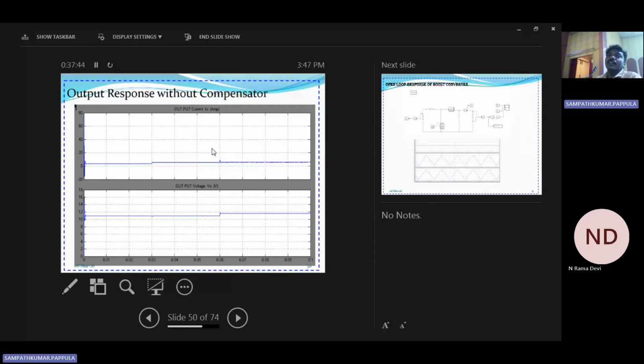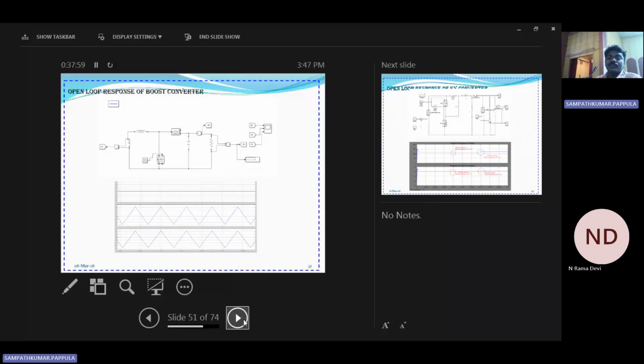Okay, that means the variation is due to the input variation, the load variation, or the parameter variation. Due to all these things, we are getting a variable output voltage. So a similar process you may use for the boost converter.